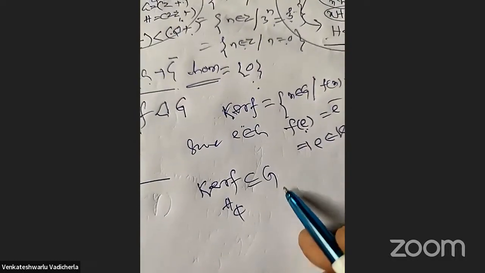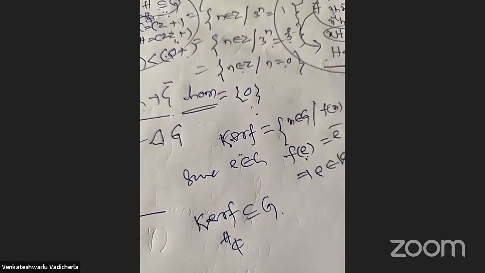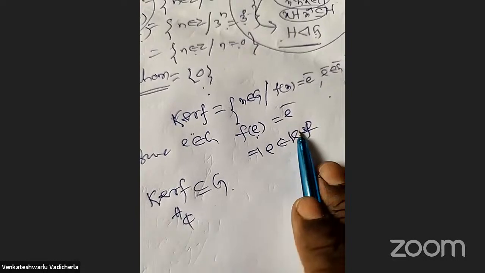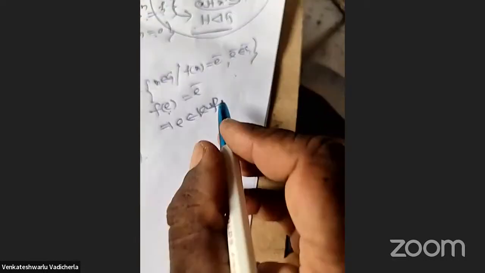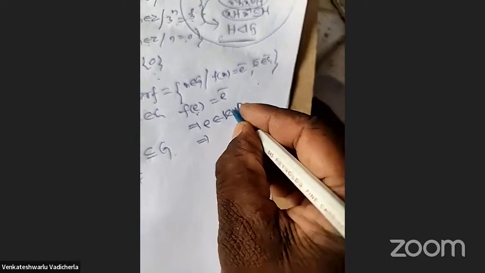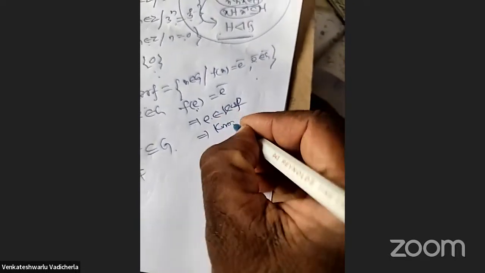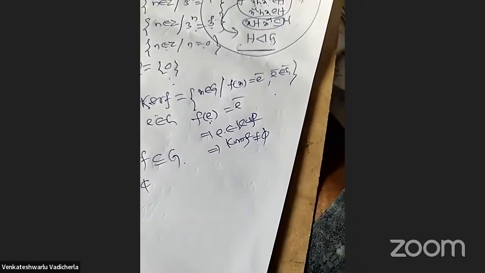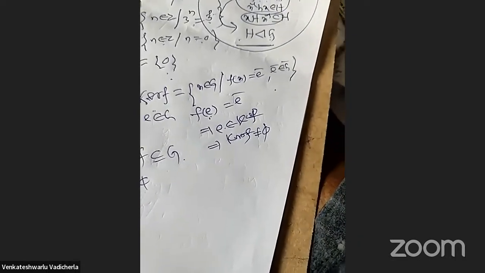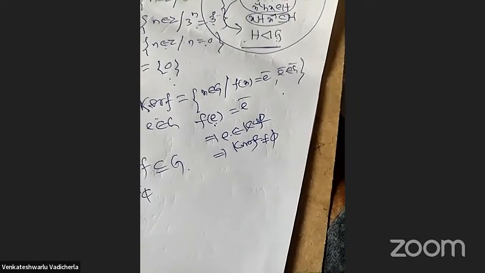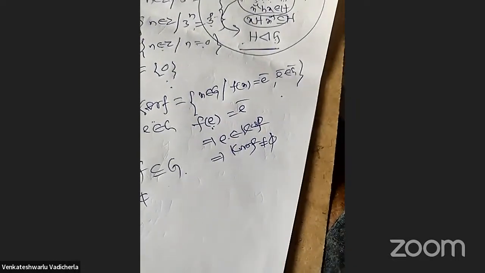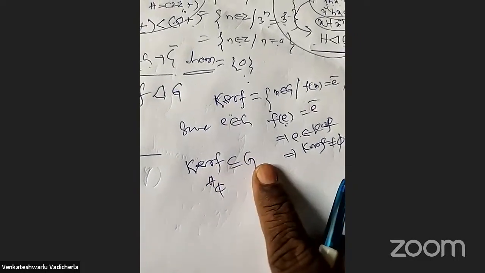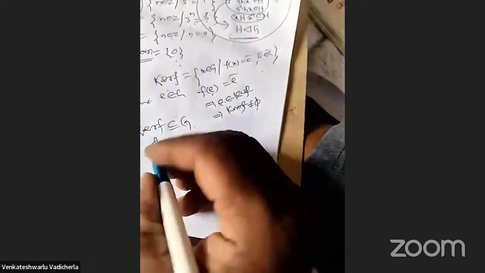Kernel F is a non-empty subset of G. E is an element of kernel F, meaning kernel F has at least one element, so it is a non-empty set. In the textbook, since f of E is equal to E bar, E belongs to kernel F; therefore kernel F is not equal to the empty set. This means kernel F is a non-empty subset of G.